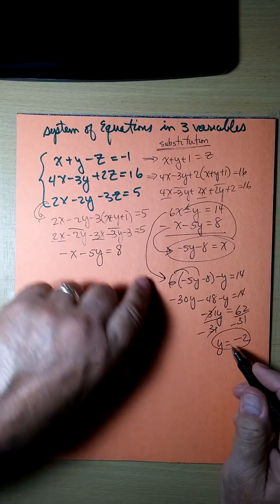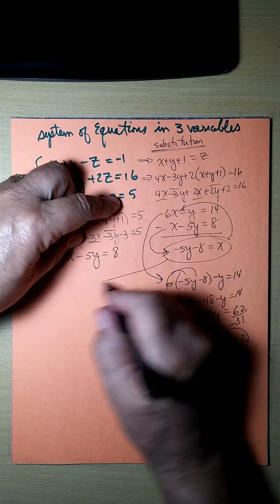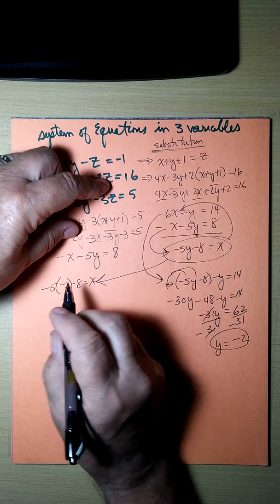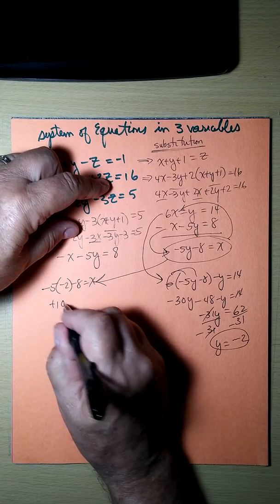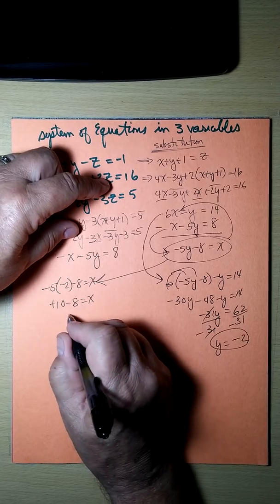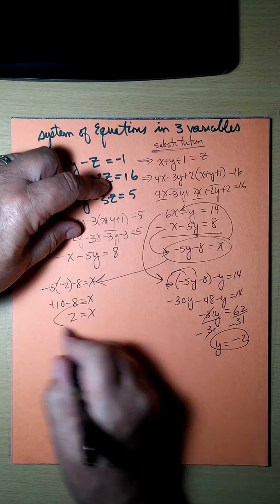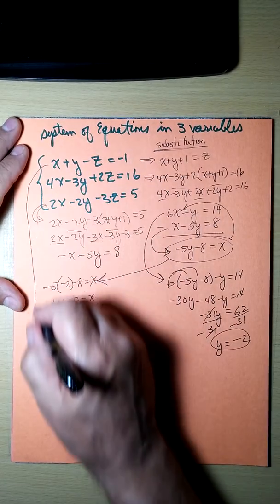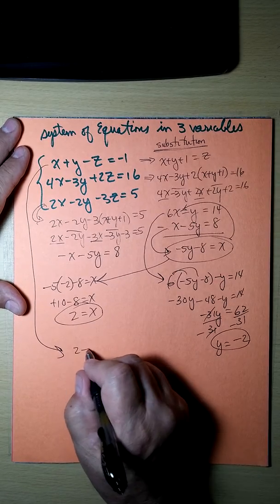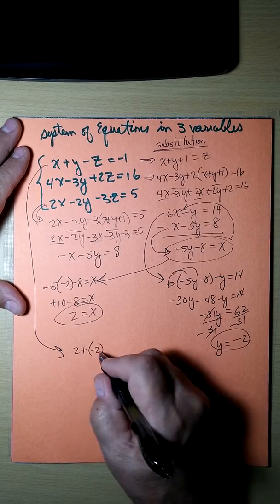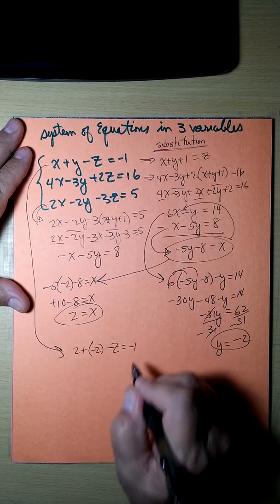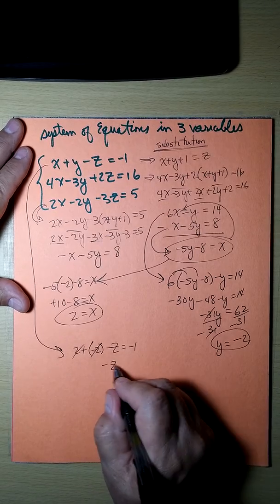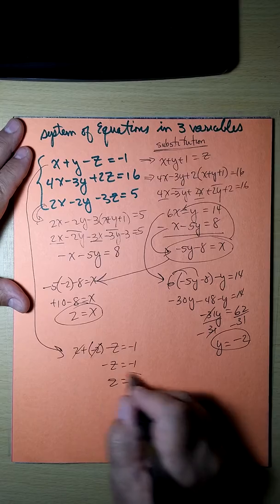Plug that negative 2 in back here. Negative 5 times a negative 2 minus 8 equals x. So this is positive 10 minus 8 equals x. So positive 2 is equal to x. Take the x and the y, plug it back into one of these originals. I'm going to use the first one. So 2 plus a negative 2 minus z equals a negative 1. So these cancel. Negative z equals a negative 1, so z is equal to 1.